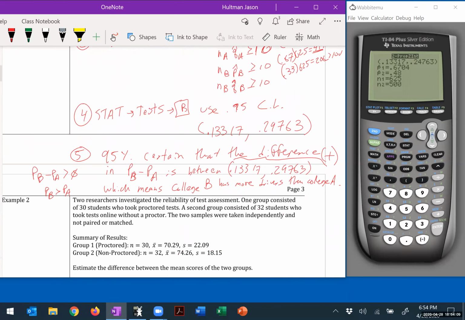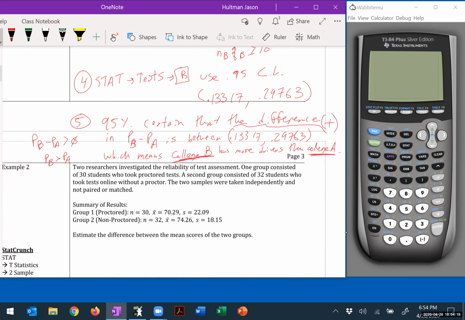That tells me that college B has more drivers on average than college A. That's my conclusion. So the confidence interval helps me conclude something about the statistics.